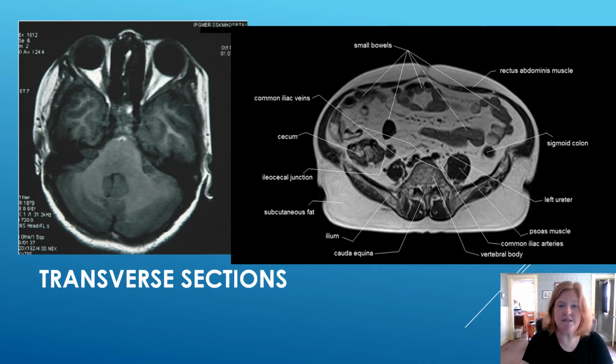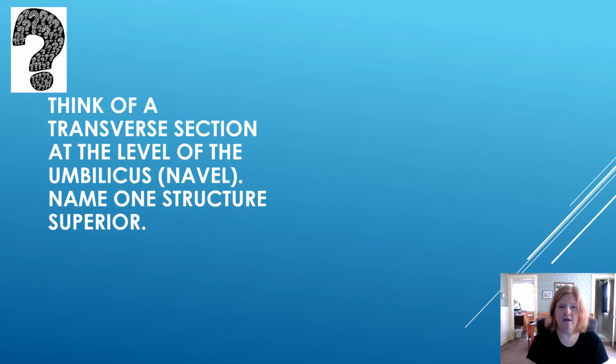Here's an example, the first one, that's through your skull. You can see the eye sockets, okay? And the second one through your abdomen. So a transverse section does not have to be in the middle of your body, it can be anywhere. It just means it's horizontal. So transverse, horizontal, same thing. Think of a transverse section at the level of the umbilicus, that's your navel.